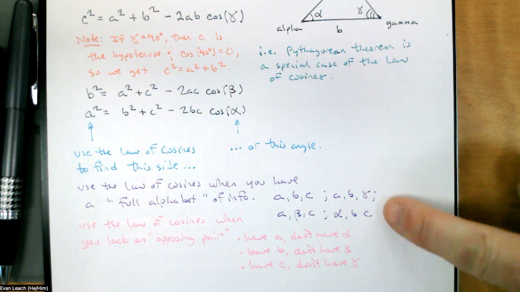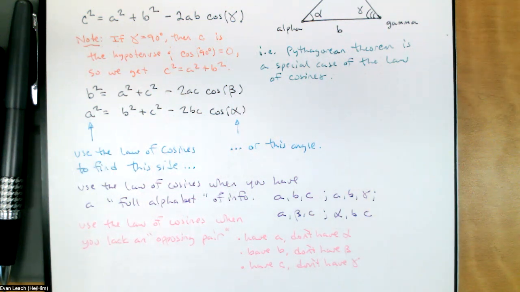Notice that in these 4 cases, I've got an A thing, a B thing, and a C thing. I don't have an opposing pair. I don't have A and alpha. I don't have B and beta. I don't have C and gamma.